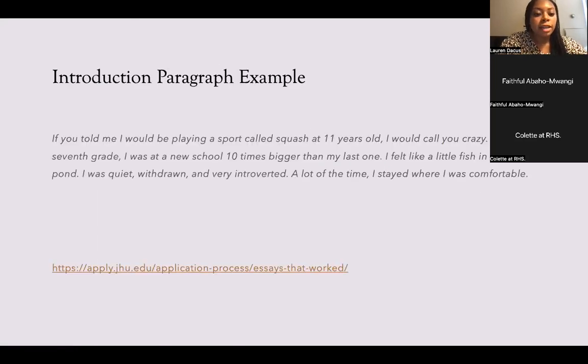So last week we looked at an example essay, and I pulled up pieces of that essay once again. And this specifically right here is the introduction to that essay we looked at last week.